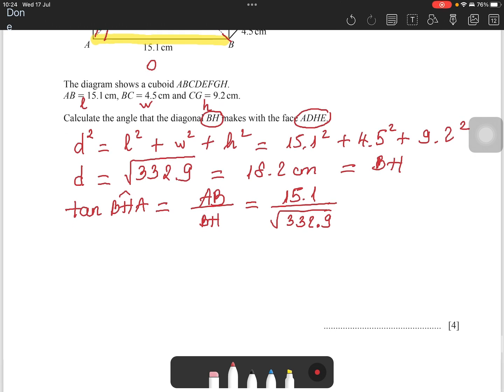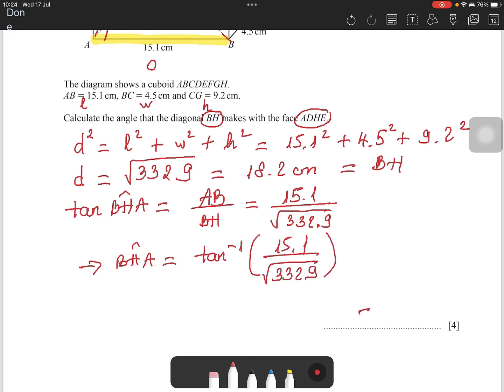And finally, to find the angle BHA, we'll find the inverse of tan 15.1 over root 332.9. And the answer is 55.9 degrees.